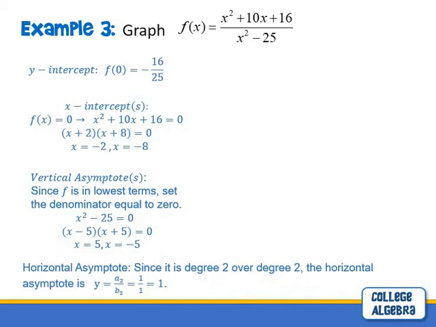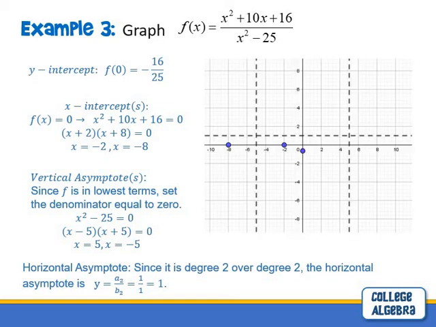Horizontal asymptote. This is another case where the degrees match. Degree 2 over degree 2. It's going to be the ratio of the leading coefficients. Y equals 1 over 1. Okay? So y equals 1. Fill all of that stuff in. This time we have two vertical asymptotes, one at 5 and -5. We have our y-intercept at -16 over 25, which is between 0 and -1. Then we have -2 and -8 as x-intercepts. We have our horizontal asymptote at 1 and our vertical asymptotes that I mentioned.